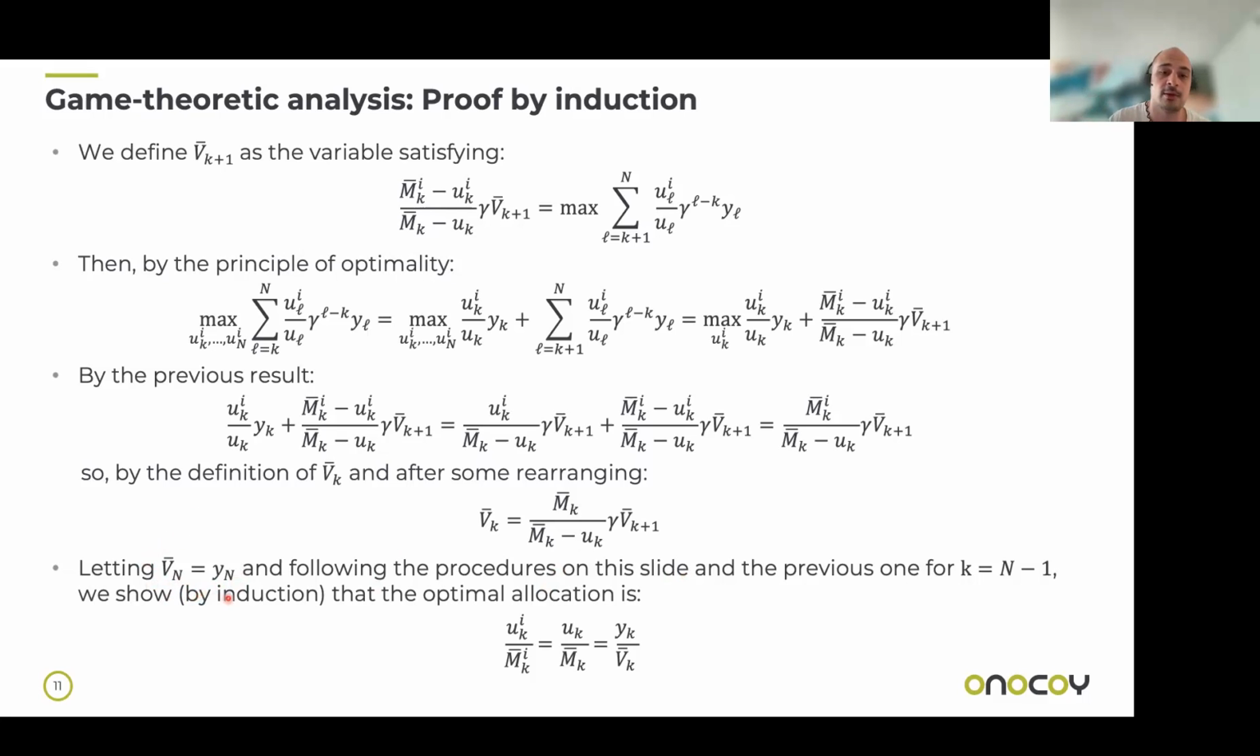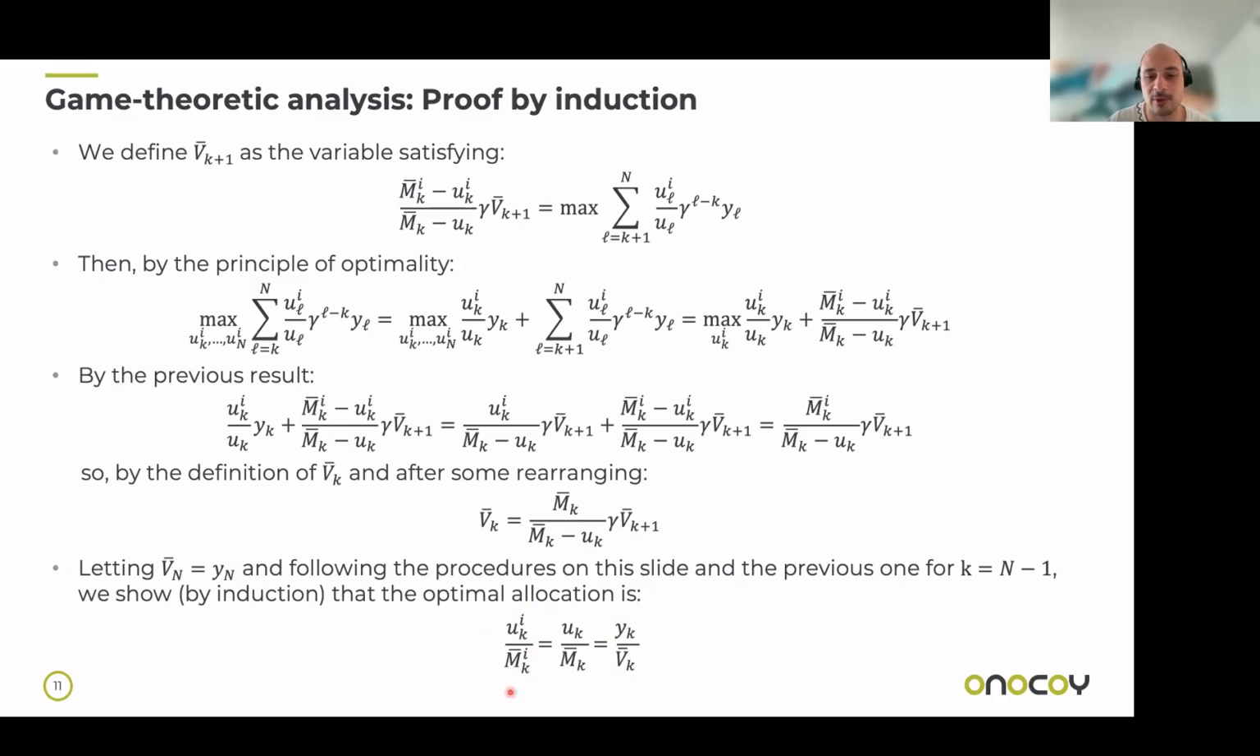And if you do that, you say, okay, v bar n is equal to yn, solve that game, take a step back via this expression, take a step back via the previous results that we found. You do that, and then you get your answer for n minus 1, n minus 2, et cetera. And you find that the optimal allocation is basically your burn divided by the amount of tokens you have has to equal the revenue that's incoming divided by the value of the economy. So these two ratios, I call this the token ratio and the fiat ratio, have to equal each other. So that's it.